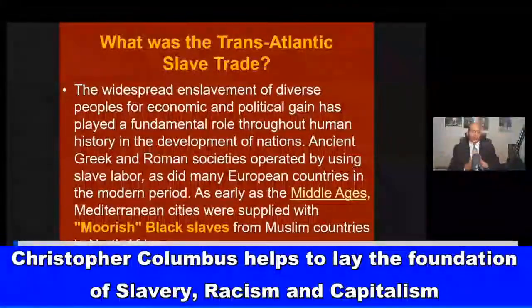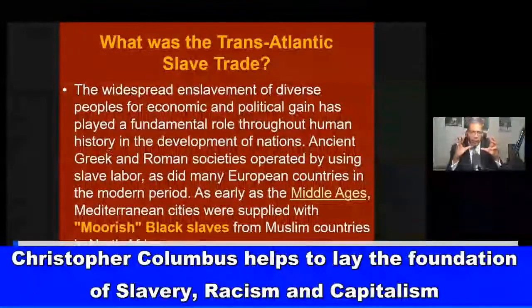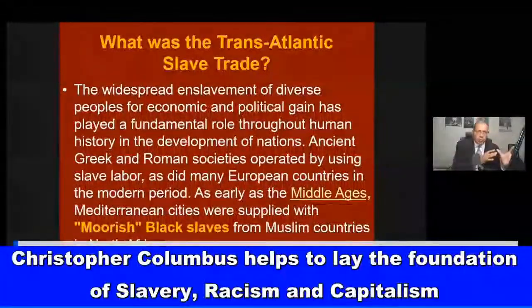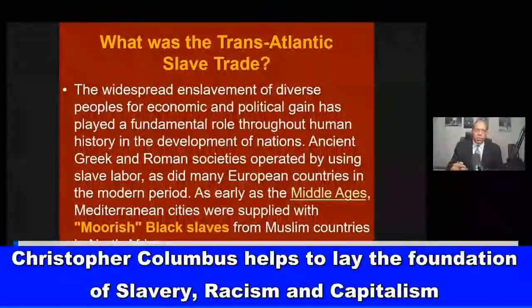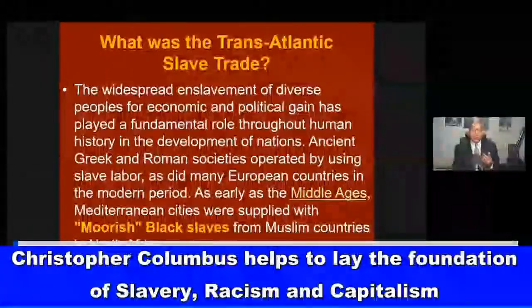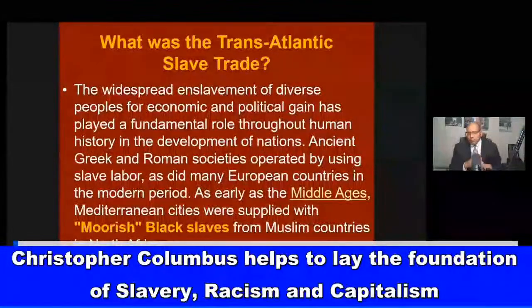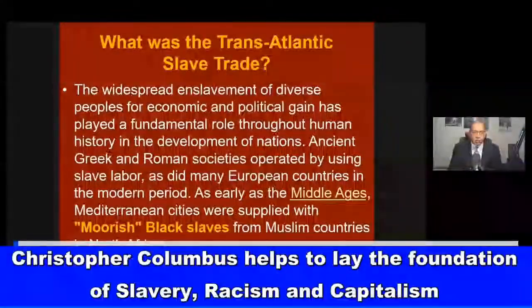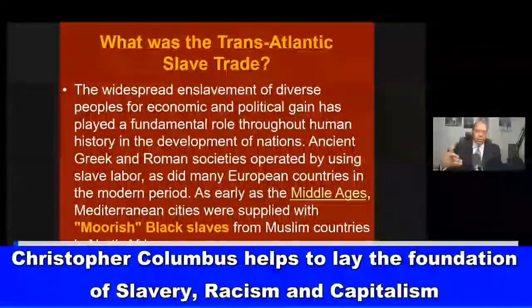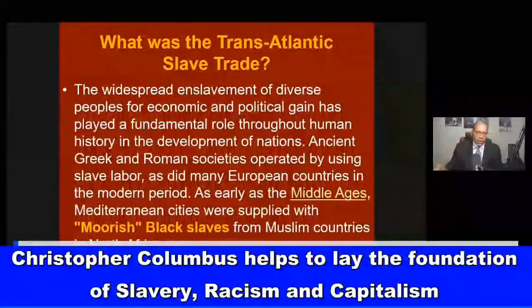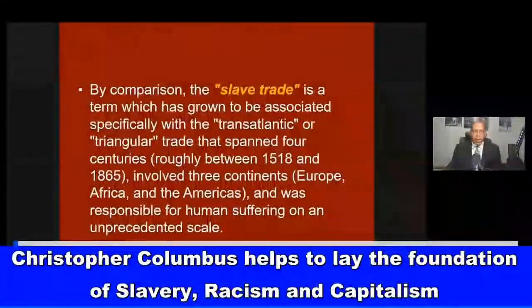Now, what was the transatlantic slave trade, and how is this different from the slave trade? The widespread enslavement of diverse peoples for economic and political gain has played a fundamental role throughout human history in the development of nations. Ancient Greek and Roman societies operated by using slave labor, as did many European countries in the modern period. As early as the Middle Ages, Mediterranean cities were supplied with Moorish black slaves from Muslim countries in North Africa.